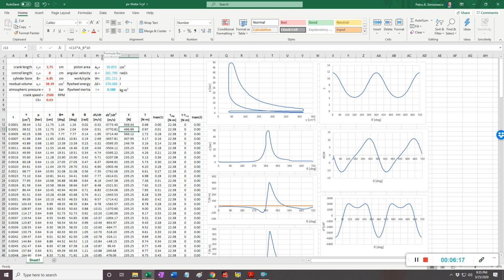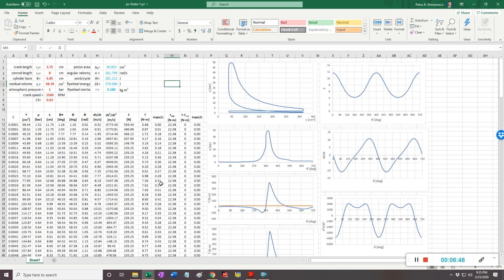Force upon the piston is nothing but the pressure multiplied by the area of the piston. Torque, use the principle of virtual work, so you have the velocity of the piston in meters per second. You divide by omega, and that gives the equation for torque. And then you do trapezoidal integration to calculate the average torque.